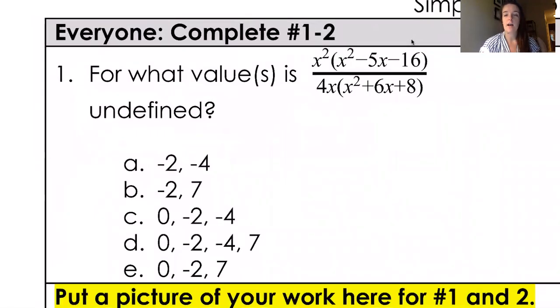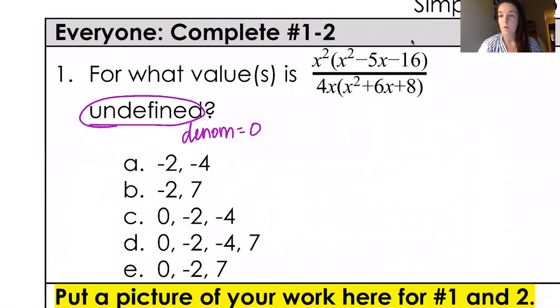So it says, for what values is this thing undefined, right? So remember from our lesson that undefined means that the denominator is equal to 0. So basically, what would make the denominator equal to 0? I'm going to be thinking about it in all of the pieces. I'm going to factor the denominator. I'm not going to worry about the numerator here, even though I know some things cancel, because the denominator is where I find those pieces where x cannot be.